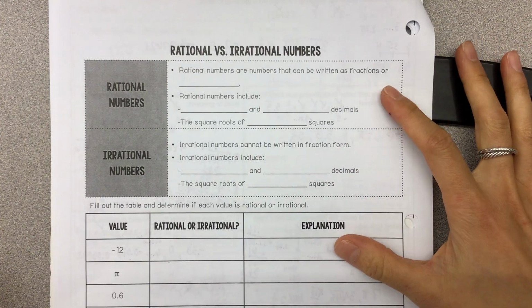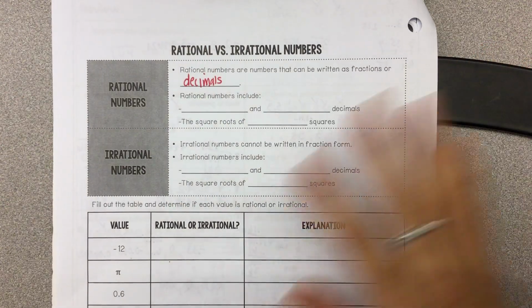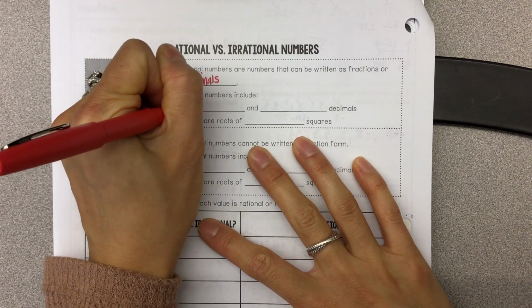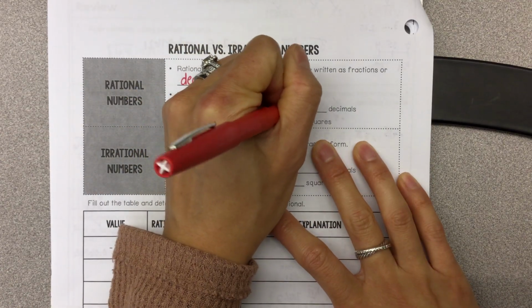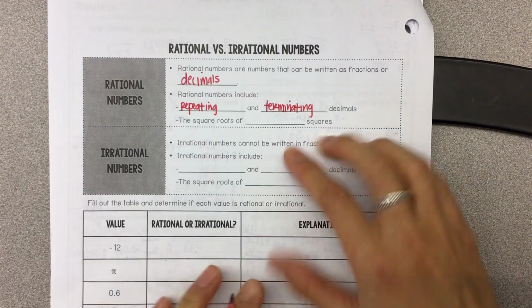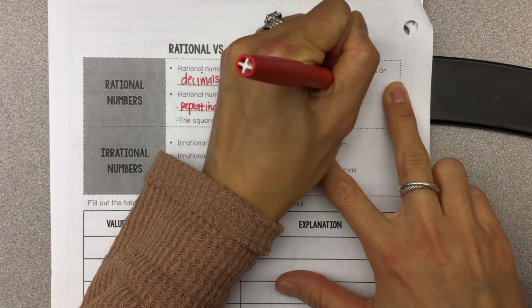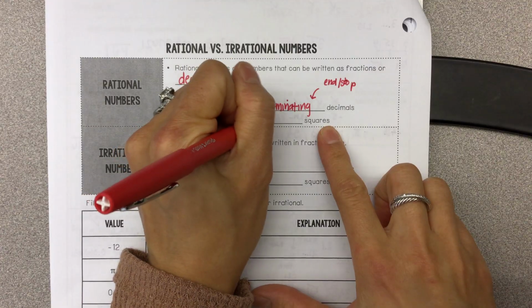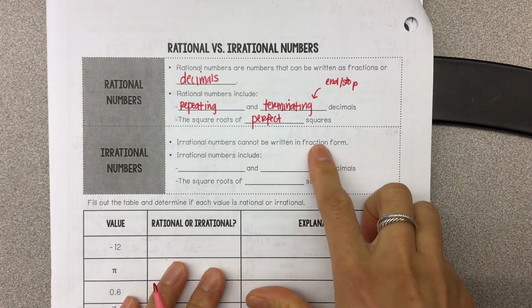Rational numbers are numbers that can be written as fractions or decimals. Rational numbers include repeating and terminating decimals. And you might wonder what terminating means. Terminating decimals are decimals that end or stop. The square roots of perfect squares are rational.